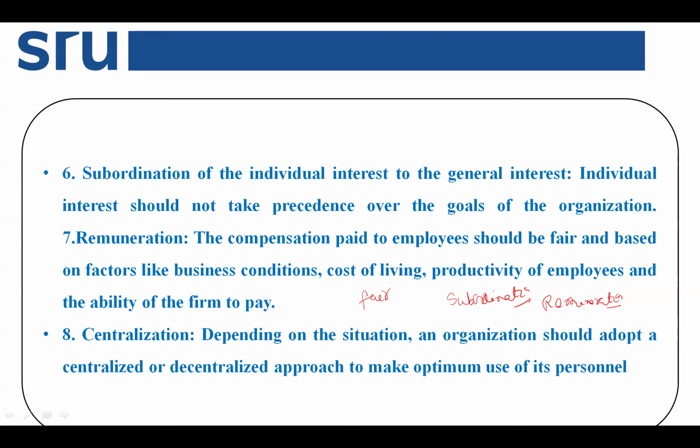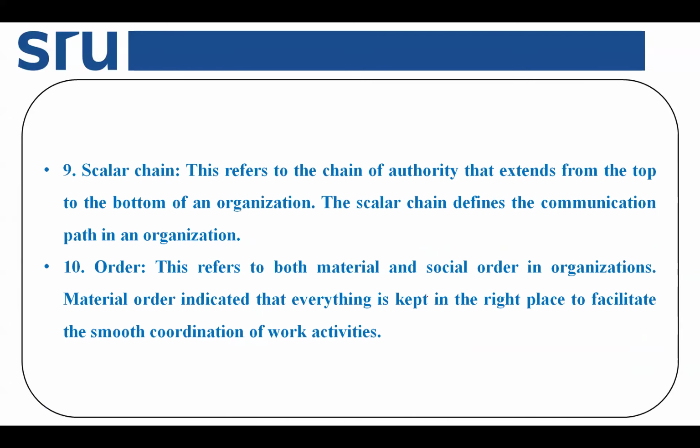Then centralization. Depending on the situation, an organization should adopt a centralized or decentralized approach to make optimum use of its personnel. What staff are there, and how to make optimum use of them by decentralizing, meaning division of power among the various units or authorities. Then coming to scalar chain. Scalar chain refers to the principle of authority that extends from the top to the bottom of an organization.